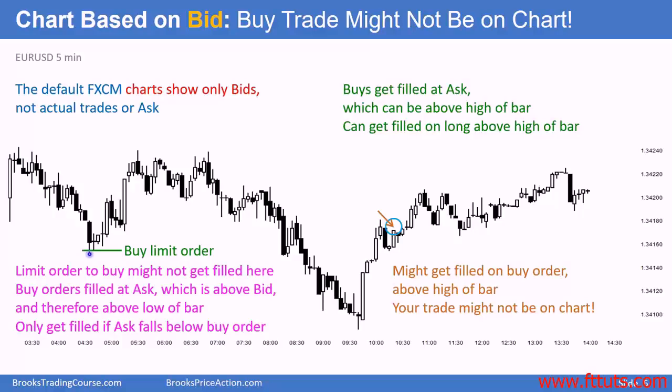Likewise, if you place a limit order to buy here, you might not get filled here. Buy orders are filled at the ask, which is above the bid, and therefore above the low of the bar. You only get filled if the ask falls below the buy order. Here, you place an order to buy. The market drops below your order, but you don't necessarily get filled.